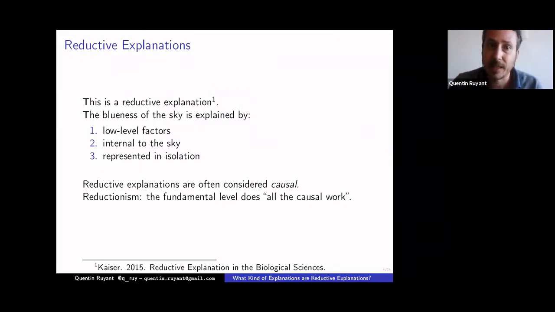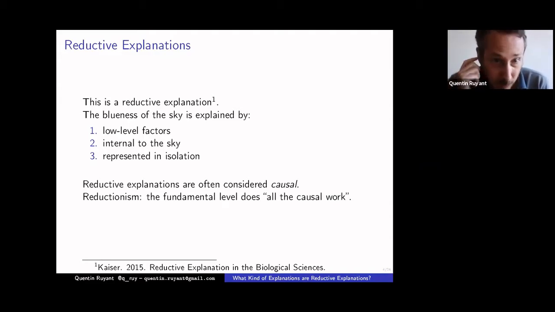So the idea that the sky is composed of molecules, and all the molecules and the scattering events are internal to the sky. And the parts that do the explaining are represented in isolation. According to Kaiser, these are the three characteristics of a reductive explanation. By represented in isolation, I mean that we explain first by taking only one particle and explaining how it scatters light, and then we aggregate all the contributions.